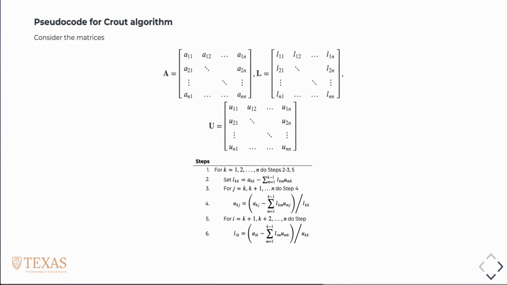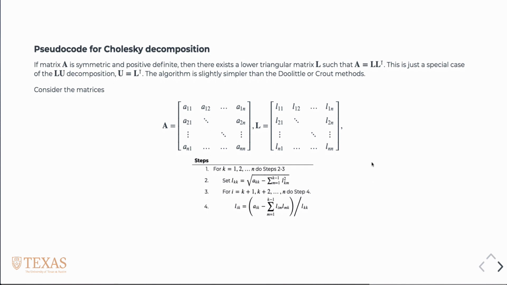Here's the pseudocode for the Crout algorithm. Again, it's very similar to the Doolittle algorithm, and I'm not going to go into the details there. Finally, we have another algorithm that we'll call Cholesky decomposition, which uses a special LU decomposition. This only works if A is symmetric.